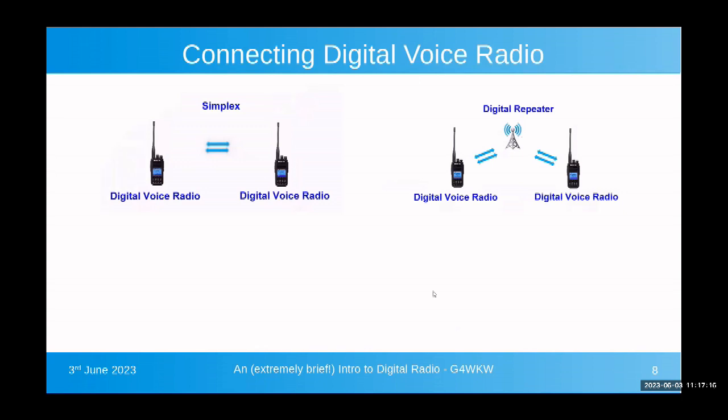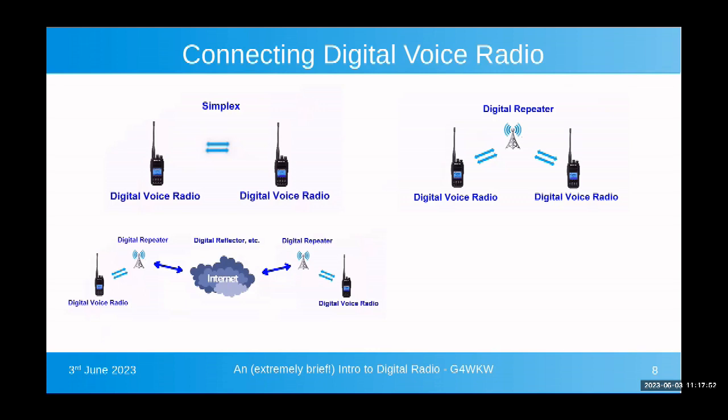Another one is to use a digital repeater. Now, if it's DMR, it's got to be a DMR repeater. If you're using D-Star, you need a D-Star repeater. If you're using Fusion, you need a Fusion, or C4FM repeater. So if you haven't got a local repeater that uses the standard of digital radio in your handheld or whatever it is, then you're a bit stuffed.